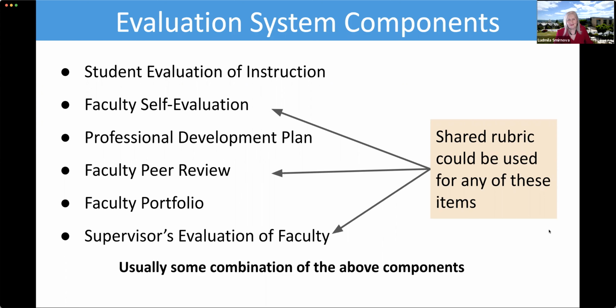And so what I was saying is that if there is a system in place, then there is a rubric that is used by many categories, by faculty themselves, by peer faculty, and also supervisors. Administration would use the same rubric.